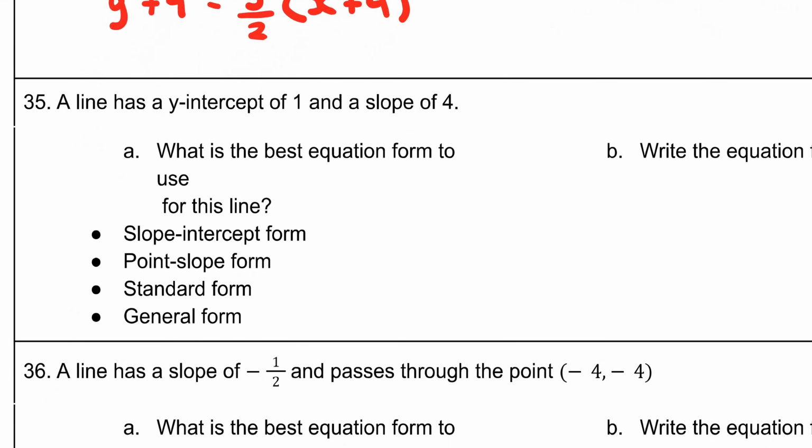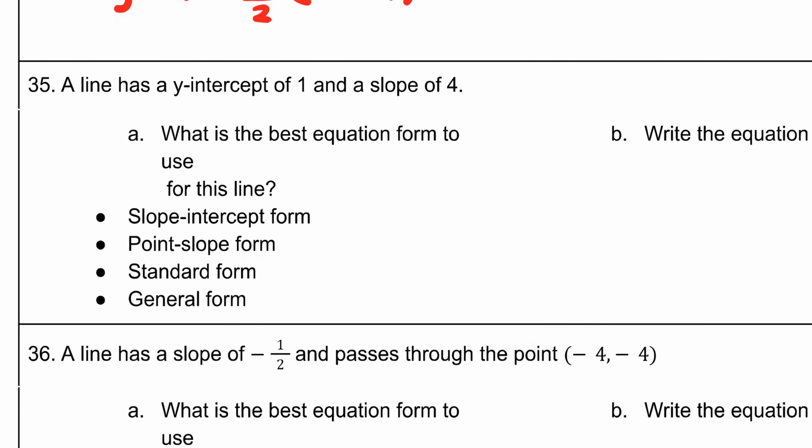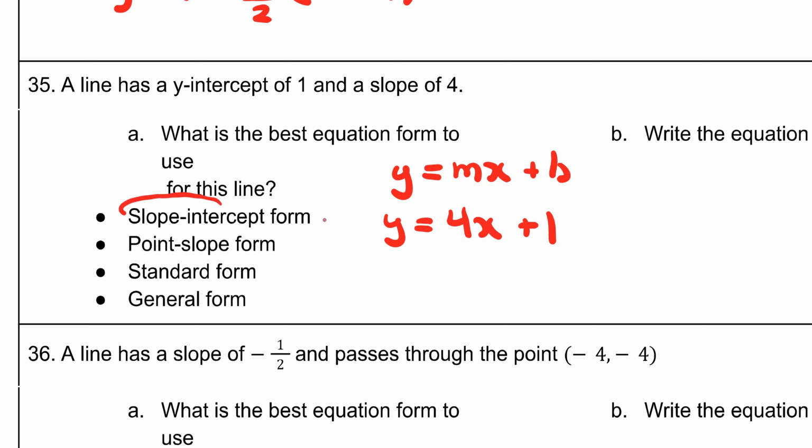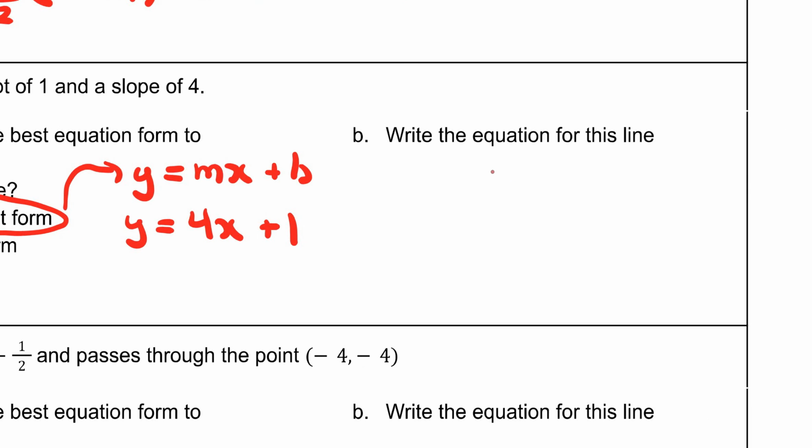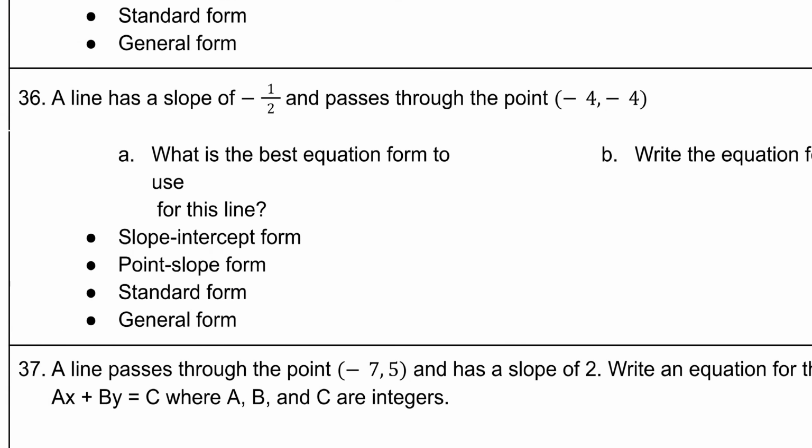Okay, let's go ahead and go to question number 35. A line has a y-intercept of 1 and a slope of 4. So if I use that, I have y equals mx plus b. So this y-intercept is 1 and the slope is 4, so this would be 4x plus 1. All right, so you want to use the slope-intercept form, which is this thing right there. Okay. Then I need to write the equation of the line. Okay, well that's just, we already did that, right? y equals 4x plus 1.